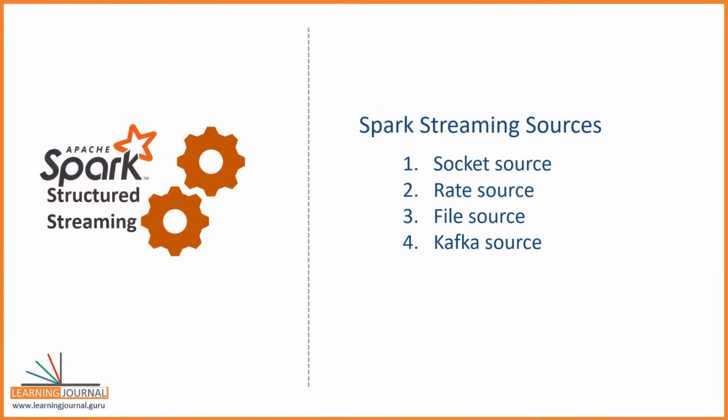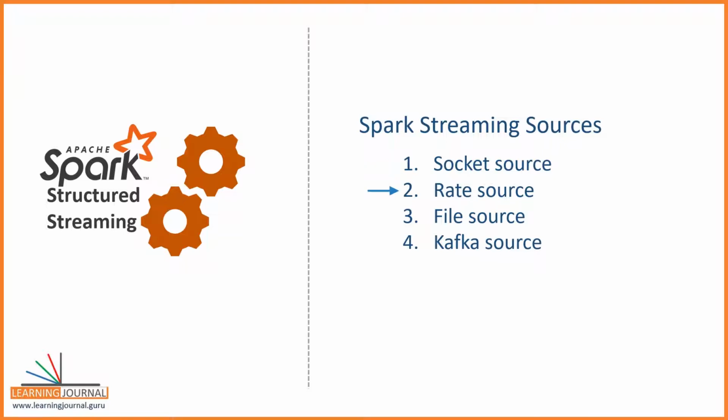Apache Spark offers you 4 built-in streaming data sources: socket source, rate source, file source, and the Kafka source. We already used socket sources. This source allows you to read text data from a socket connection. The socket source is not designed for production usage. So, you should not be using it except for learning or some other testing scenarios.